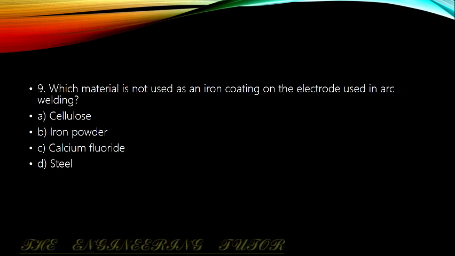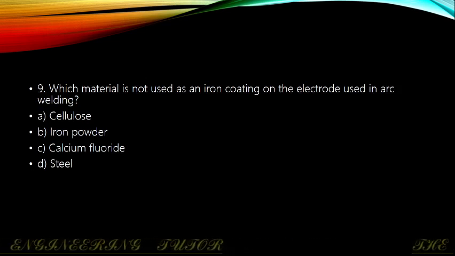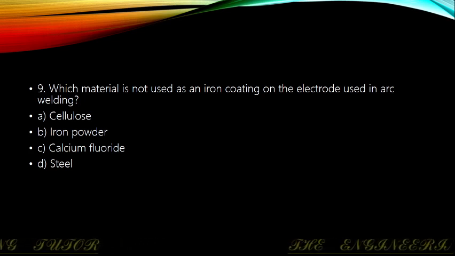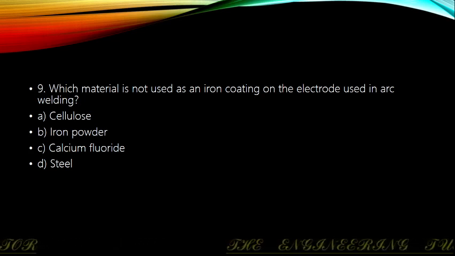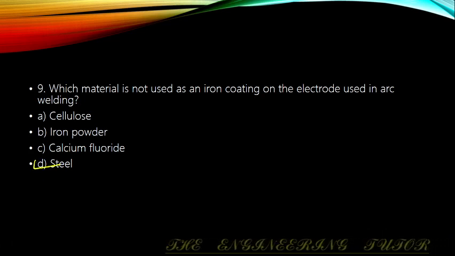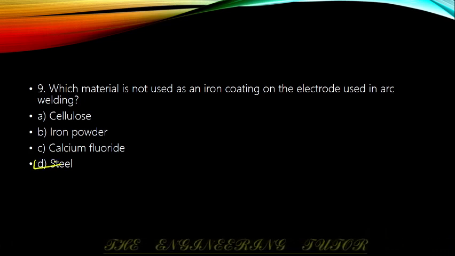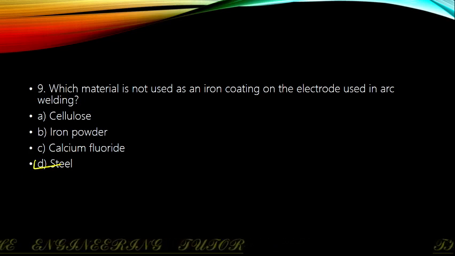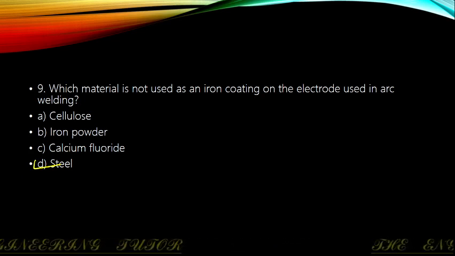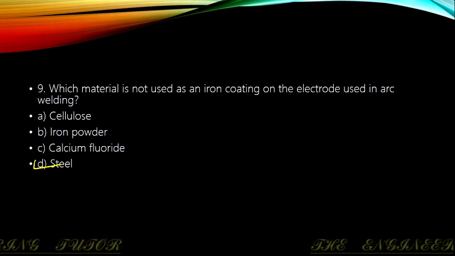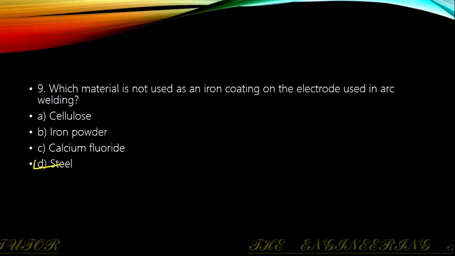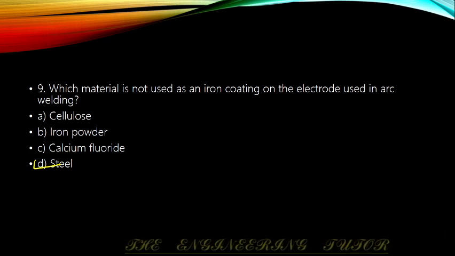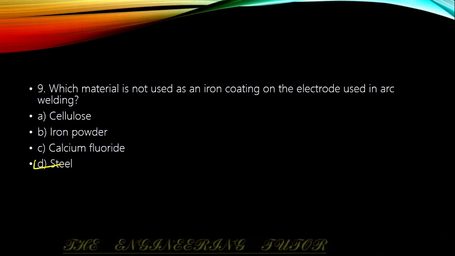Which material is not used as a coating on the electrode used in arc welding? The answer is steel. Materials that are used as coating on electrodes used in arc welding are cellulose, iron powder, calcium chloride, and rutile. Iron is used for ease of weld, but not steel, though its main content is iron. So, steel is our correct answer.